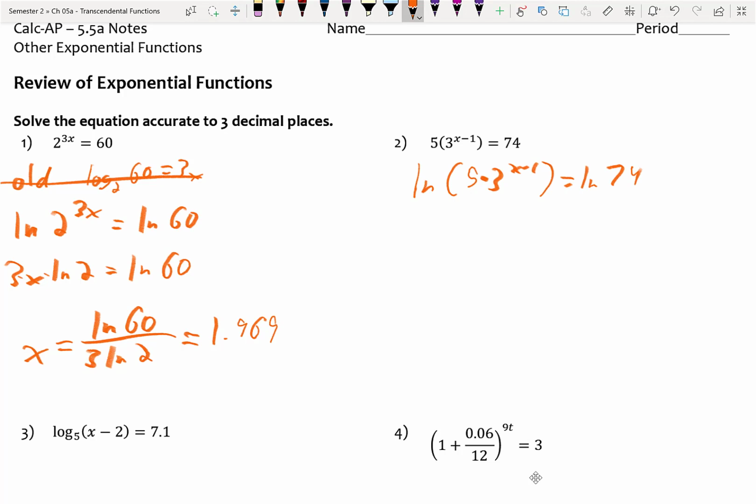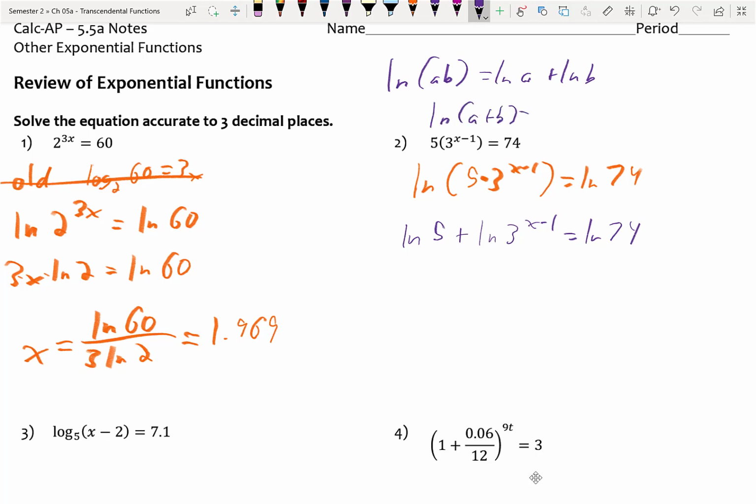And then I'm going to split it up into the ln of 5 plus the ln of 3 to the x minus 1 equals the ln of 74. Remember, the ln of AB is the ln of A plus the ln of B. But the ln of A plus B is not the ln of A plus the ln of B. Be really careful with that. Same with subtraction. Replace multiply with divide, replace plus with minus, and those same properties, or not properties, hold true.